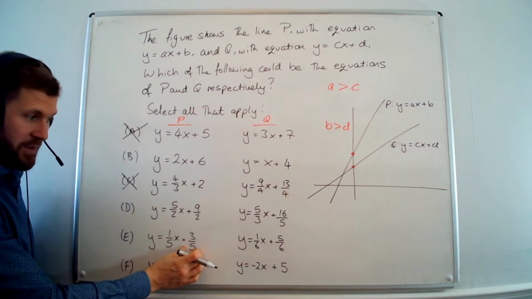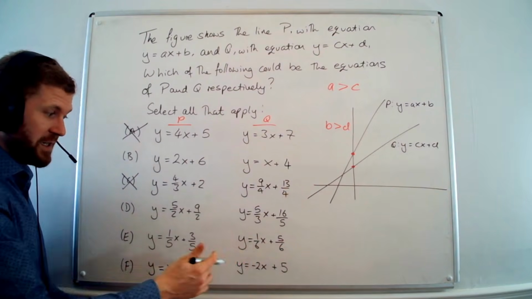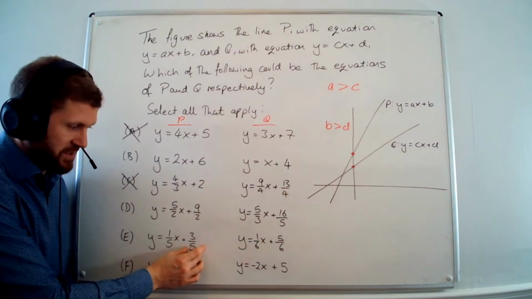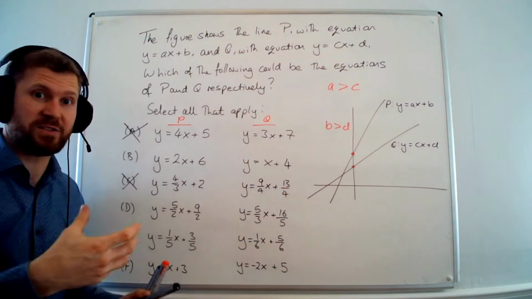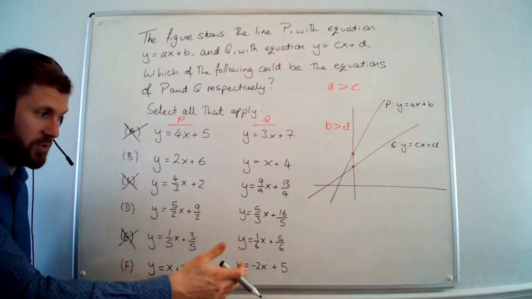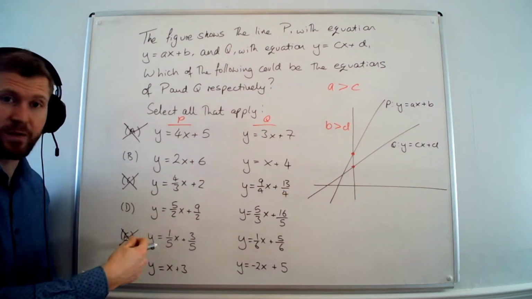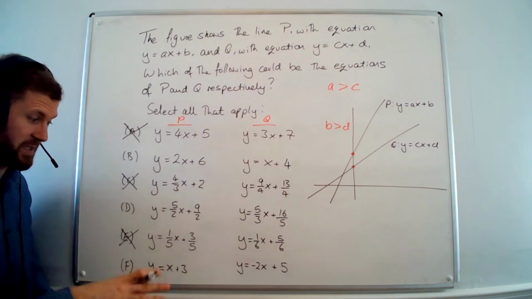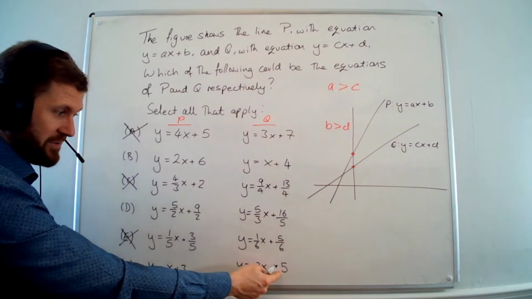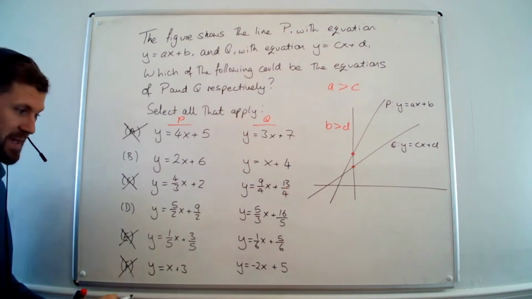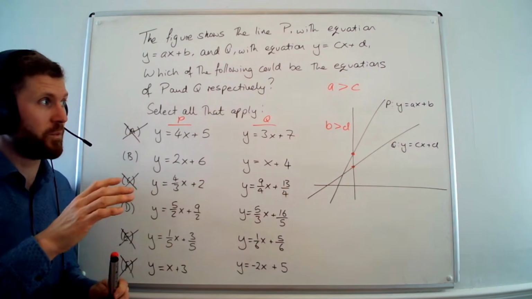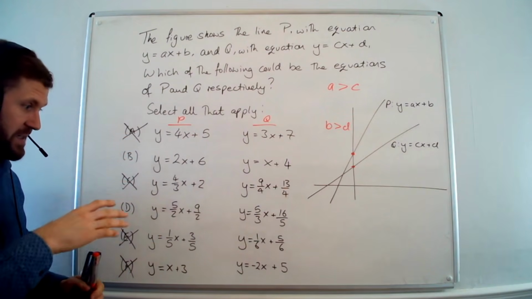In E, 3/5 and 5/6. Again, if you need to, we could check those out. 3/5 is going to be 0.6, 5/6 is about 0.8. So again, the y-intercept of Q is bigger than P in answer choice E. I want it the other way around, so E is not going to be our answer. And for F, I've got 3 here and 5 there, so I can cross F out. So dealing with the y-intercept alone, I've been able to cross out A, C, E, and F.